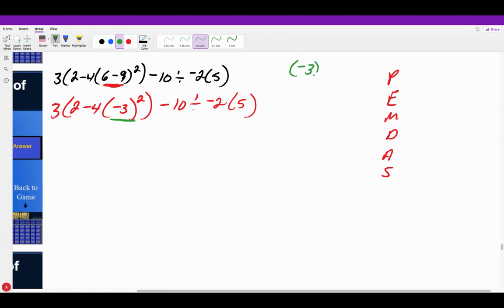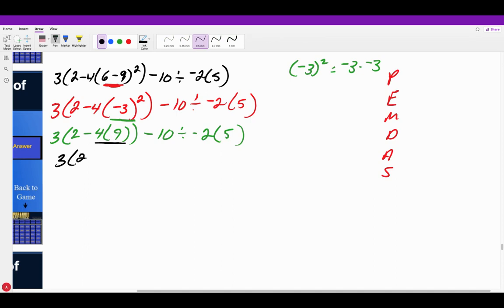Well, remember, when it's inside parentheses like that, it's saying negative 3 times negative 3, which is a positive 9. So now I have 3 times 2 minus 4 times 9 minus 10 divided by negative 2 times 5. Now I need to go ahead and do the multiplication first inside this parentheses. So I have 3 times 2 minus 36 minus 10 divided by negative 2 times 5.